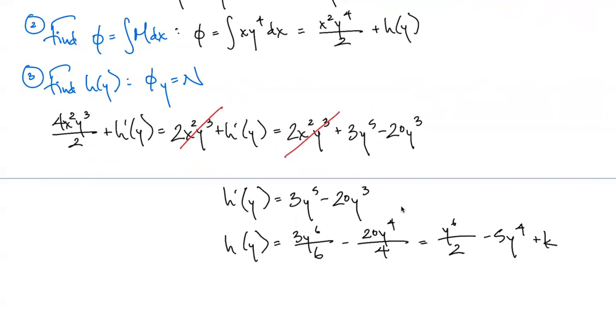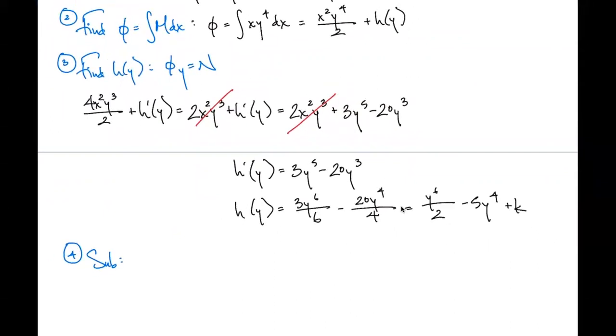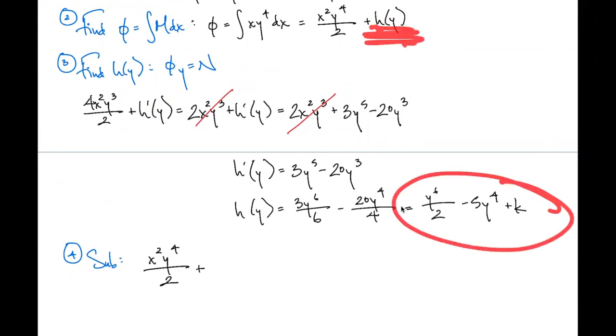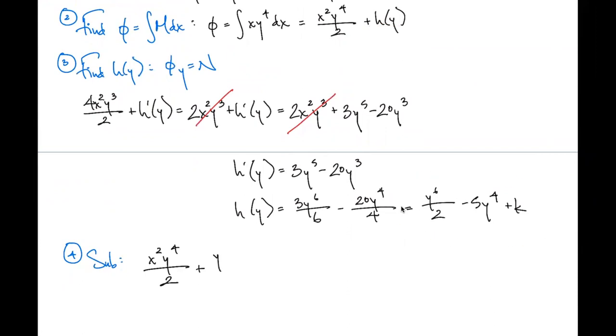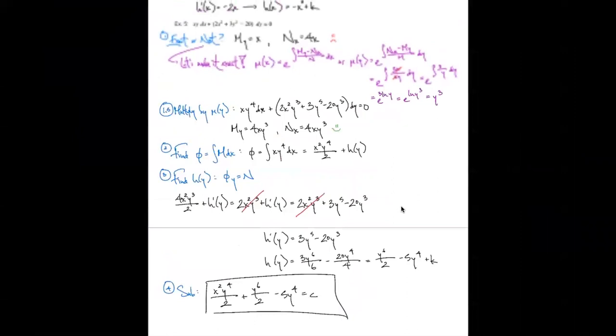All right, we're so close to being done. We got to do our step 4 where we're going to sub back in. So I'm going to grab what I had from step 2, which is x squared y to the 4th over 2 plus, and instead of h of y, I'm going to write what I just found. y to the 6th over 2 minus 5y to the 4th equals c. Yeah, let's get that all on one page for you.